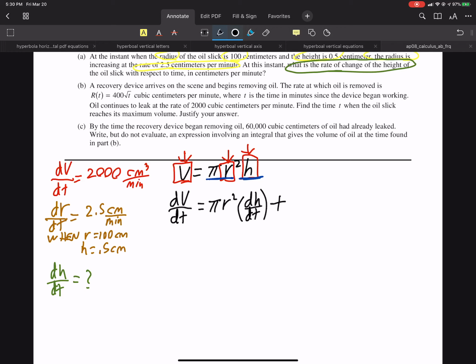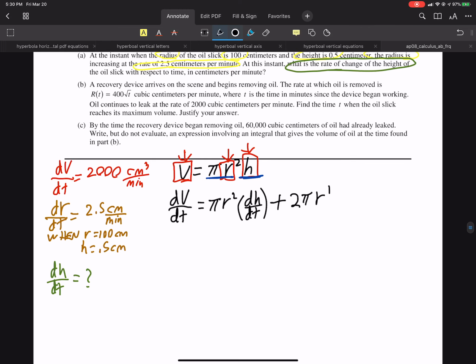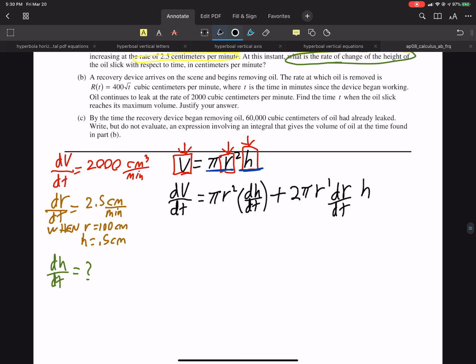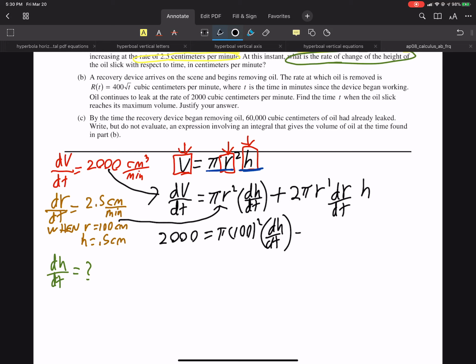Then I have to take the derivative of the first part. So pi box squared, you move the 2 in front, the pi stays, and it's r to the first. But then you have to multiply by the derivative of the box, which is r. So I need dr dt. And then times the second, so I leave the h by itself. All right, now I just plug everything in and magic happens. We know dv dt is 2,000. That was given. We know r is 100. We know dh dt. No, we don't. That's what we're looking for.